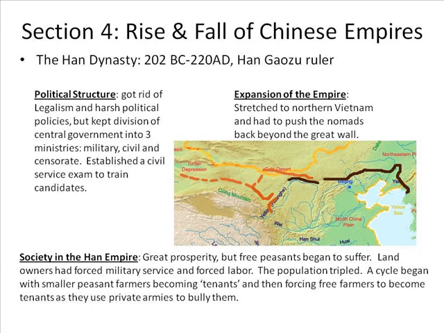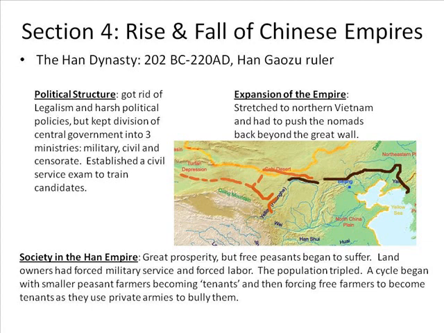So, section 4, the rise and fall of Chinese empires. Now we're on to the Han Dynasty. Han Gaozu ruler. And we are on page, well, kind of 101, really, if you look at it. The political structure got rid of that legalism and harsh political policies, but kept the division of central government into 3 ministries, military, civil, and censorate. Established a civil service exam to train candidates. I think that we have stuff like that here.